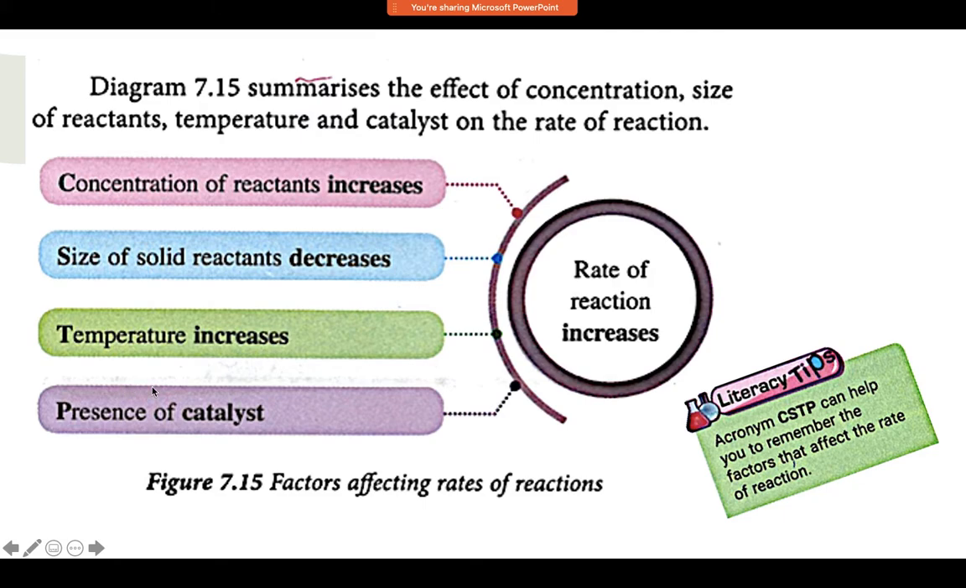Then lastly, is the presence of catalyst. Presence of catalyst will increase the rate of reaction. Okay, so you can use the acronym CSTP to help you to remember the factors that affect the rate of reaction, or the factors that can increase the rate of reaction. Concentration, size, temperature increases, presence of catalyst.